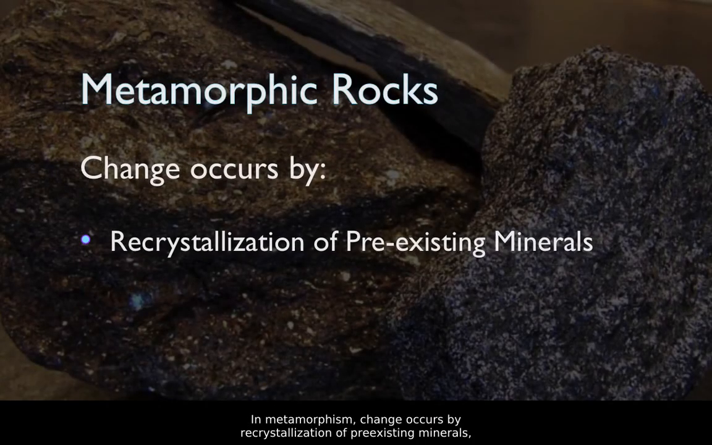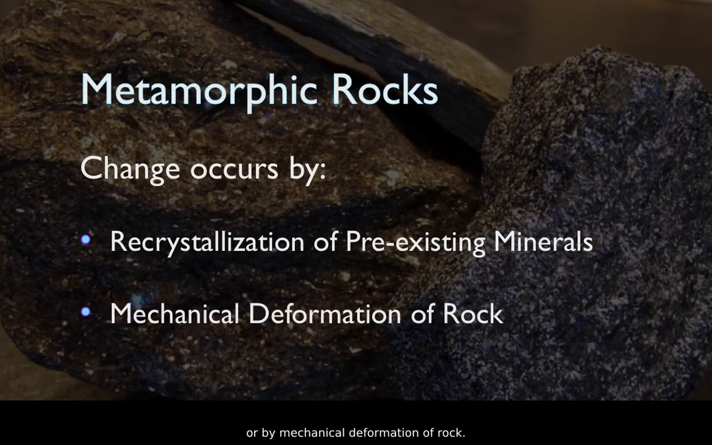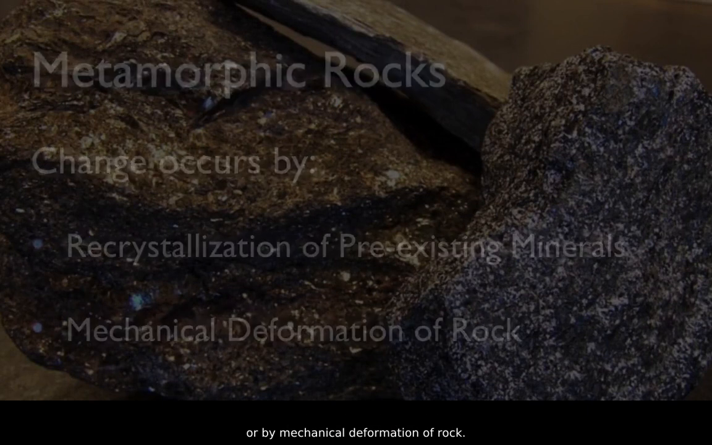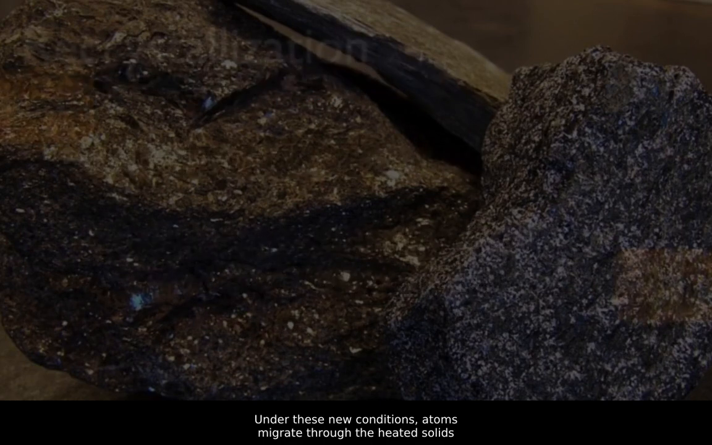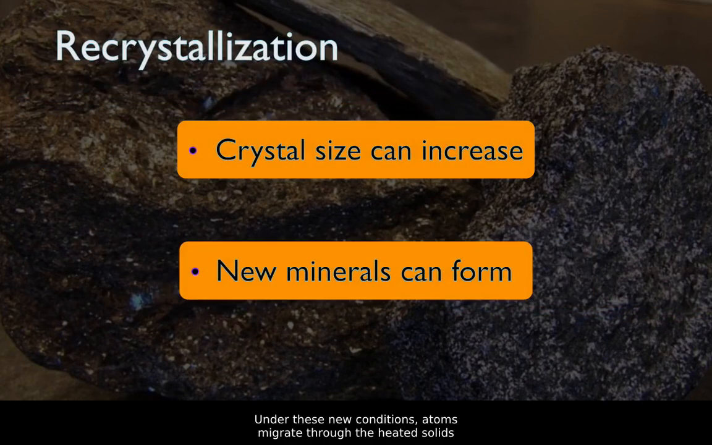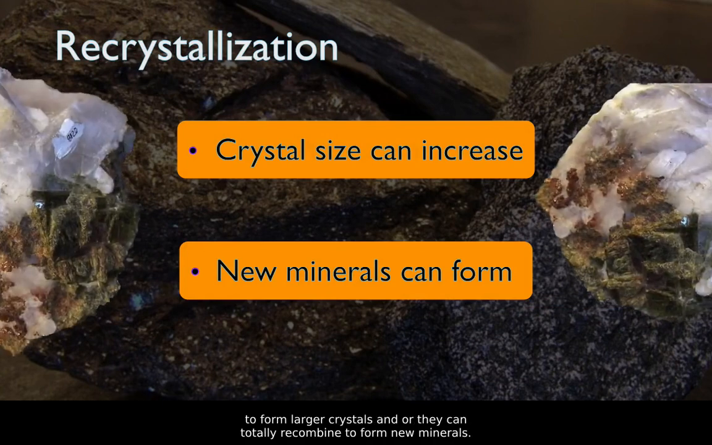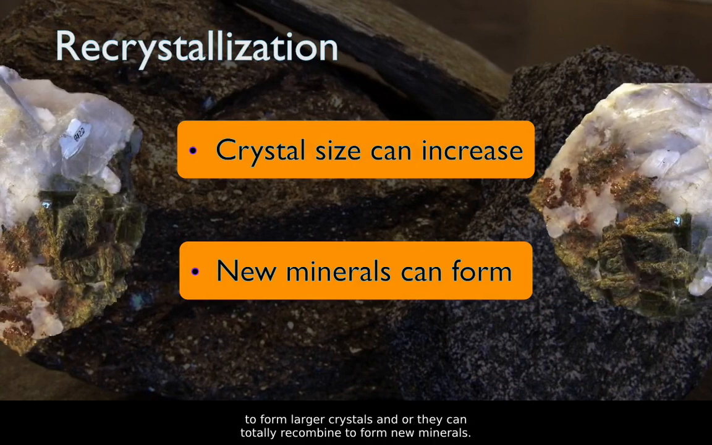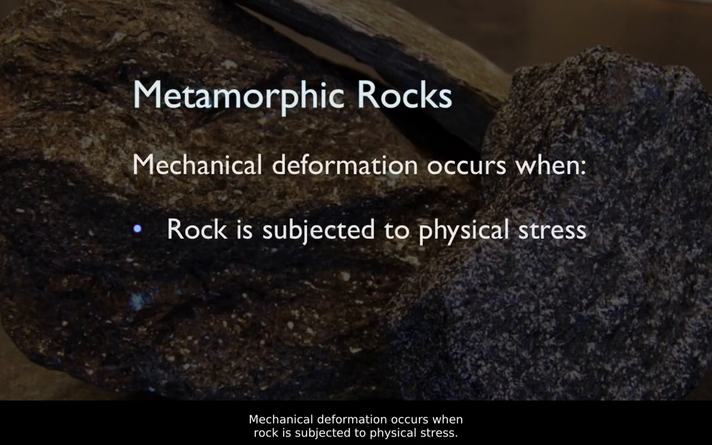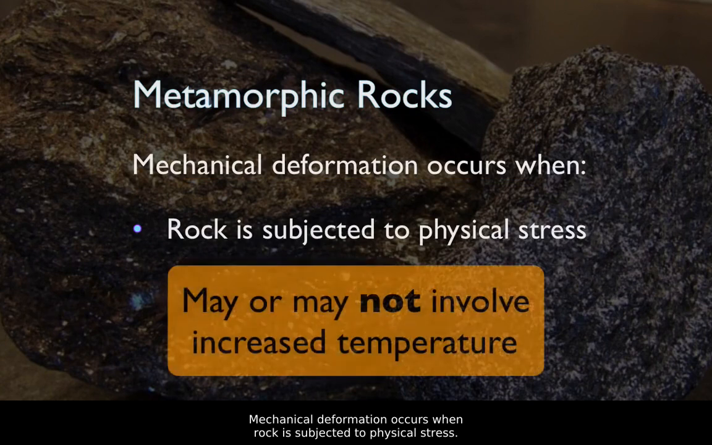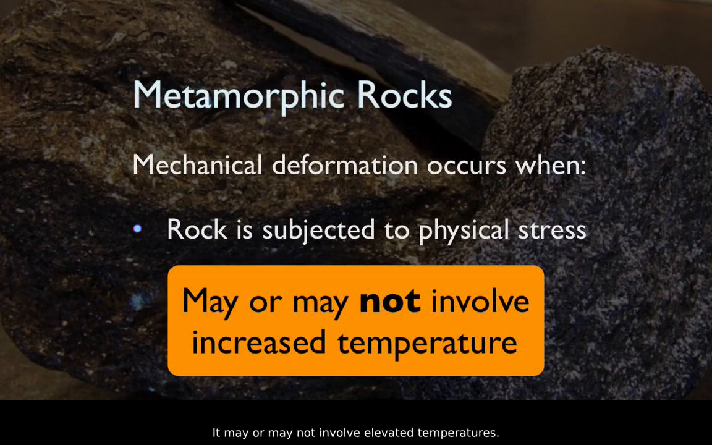In metamorphism, change occurs by recrystallization of pre-existing minerals or by mechanical deformation of rock. Recrystallization occurs when minerals in the rock change because they have been exposed to high temperatures and pressures. Under these new conditions, atoms migrate through the heated solids to form larger crystals, or they can totally recombine to form new minerals. Mechanical deformation occurs when rock is subjected to physical stress. It may or may not involve elevated temperatures.